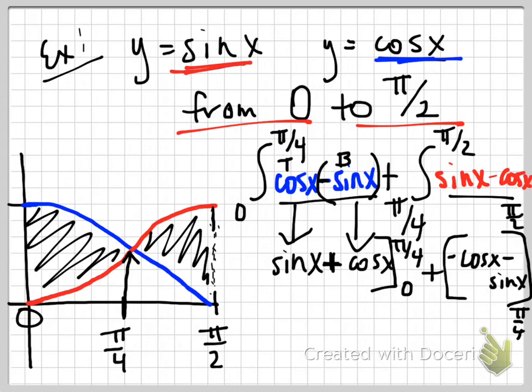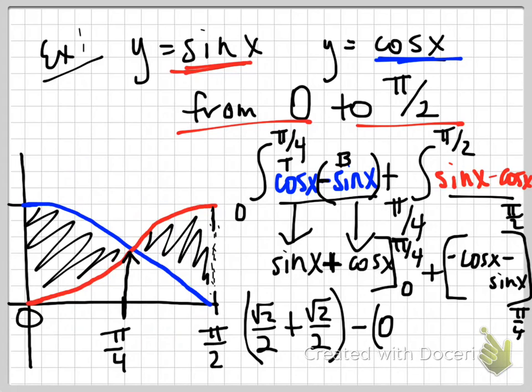Now if I'm going to plug in the pi over 4 and plug in the 0, I'm just going to say these. Sine of pi over 4 is the square root of 2 over 2. Cosine of pi over 4 is the square root of 2 over 2. Sine of 0 is 0. Cosine of 0 is 1. So that's all from this grouping right here. I'm going to need a place to write this, so pause if you need to and write this down, and I'm going to start with a clean page.